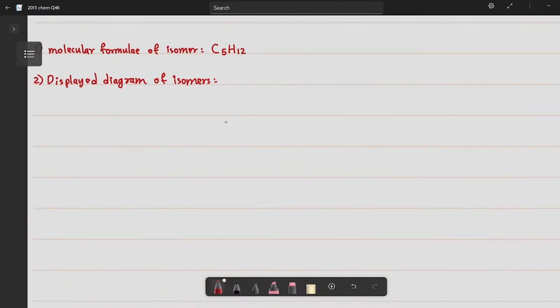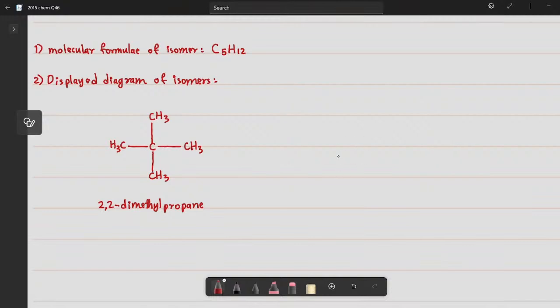So the displayed diagram. First of all, it's going to be 2,2-dimethylpropane. The center carbon is completely surrounded by methyl groups on all four sides. So these are all the methyl groups. So this is the diagram for 2,2-dimethylpropane.